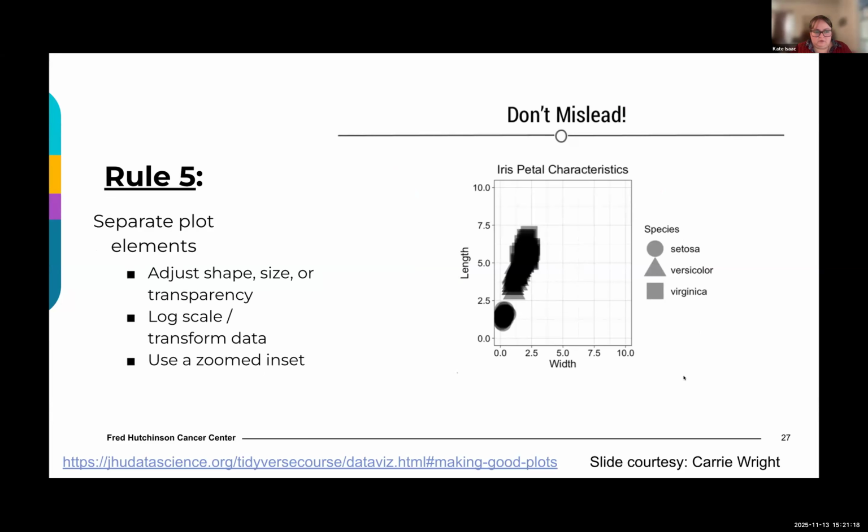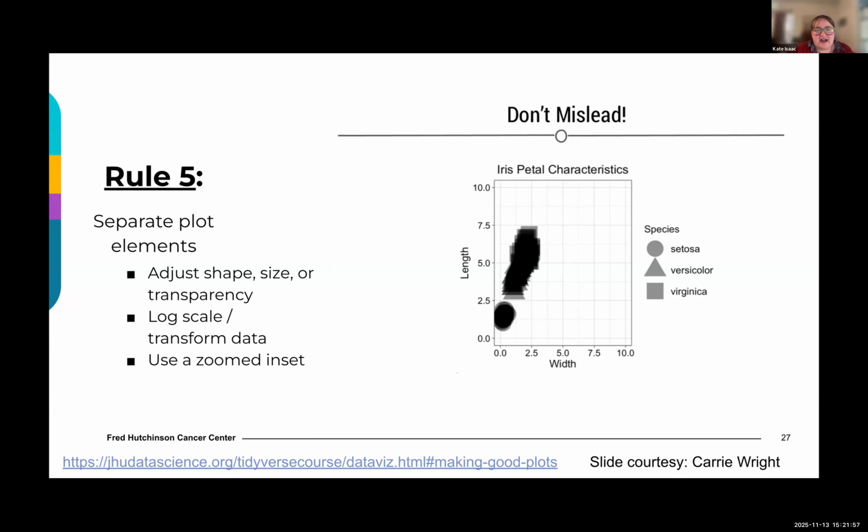The final rule for ethical visualizations is making sure not to mislead and separating out those plot elements. This plot is looking at iris petal characteristics for 3 different species, for the width and the length of those petals. This is kind of cool because it looks like some sort of exclamation point, but you can't find anything informative from this plot. And it might even look like the species don't have differences because all the data is right on top of each other.